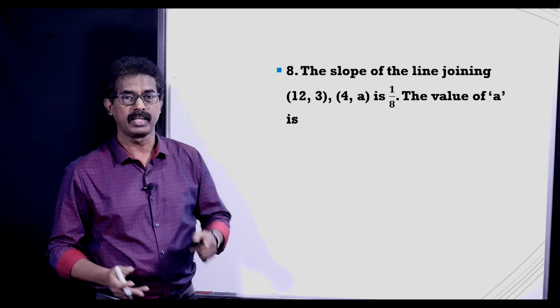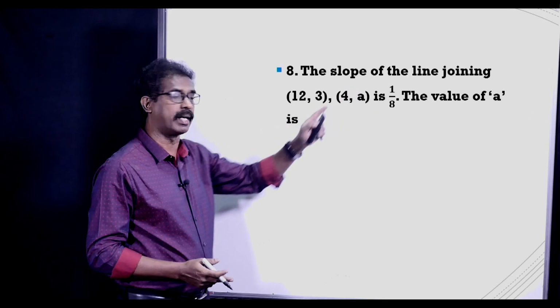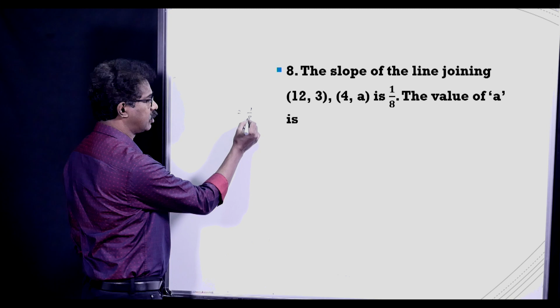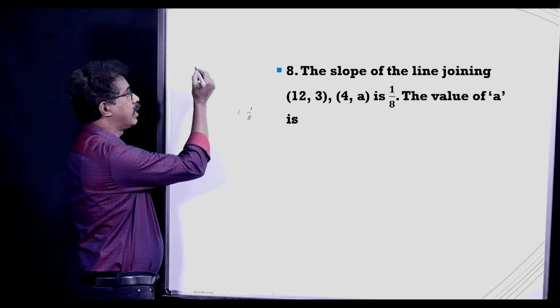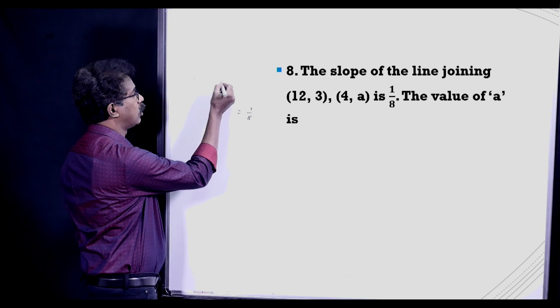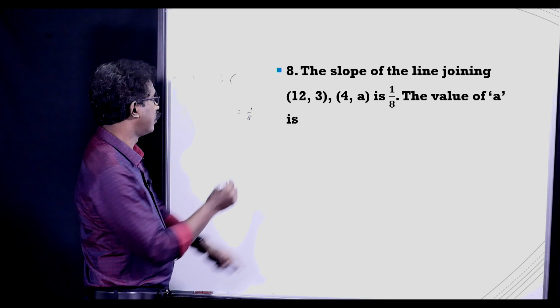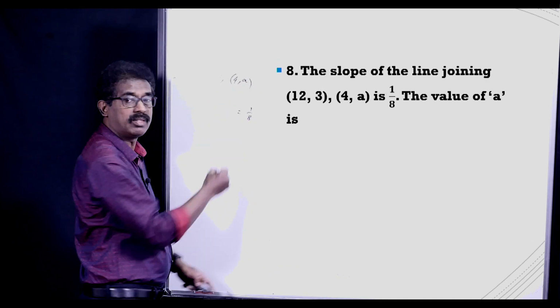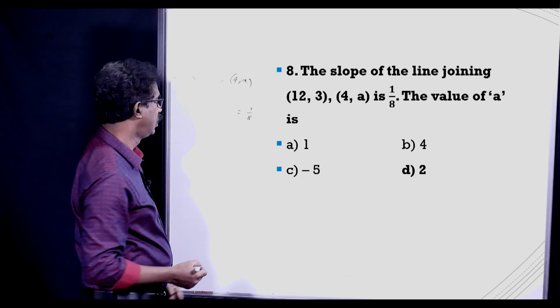Lot of results. Now here, the slope of the line joining the 2 points is 1 by 8. Slope, they have given us 1 by 8. What's the formula for slope? Here 2 points are given, right? 1 point is 12, 3. And in another point, there is an unknown. What's the unknown? 4, a they have given, right? 4, a. They asked to find the value of a. And 4 options are given here, right?